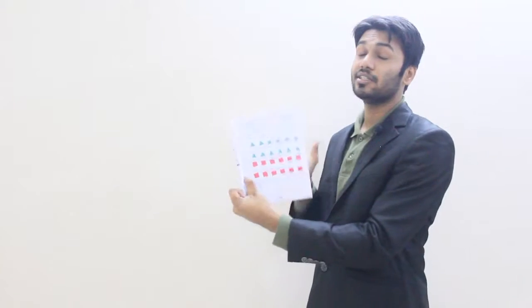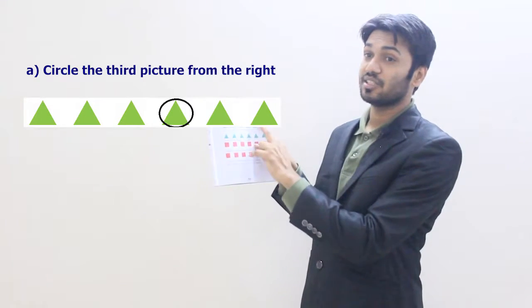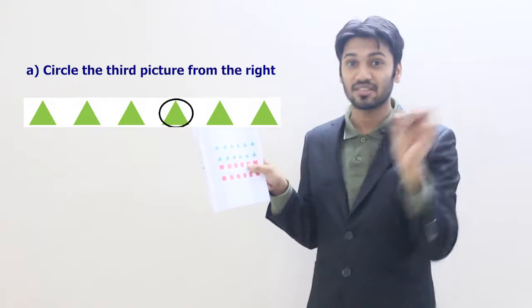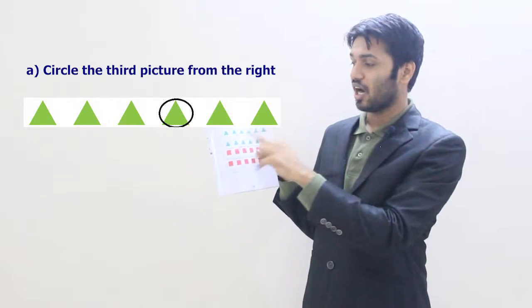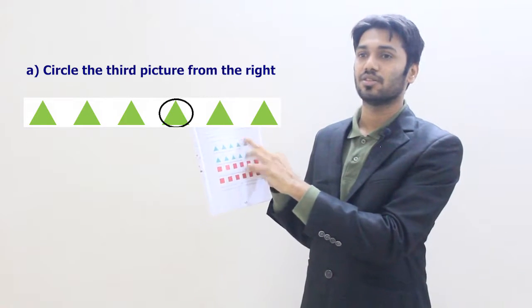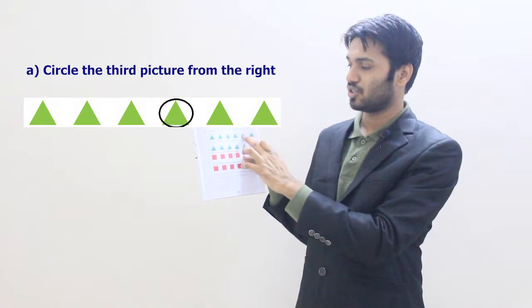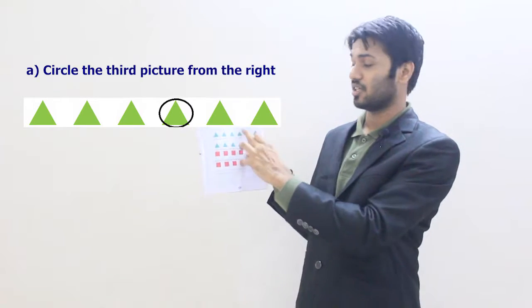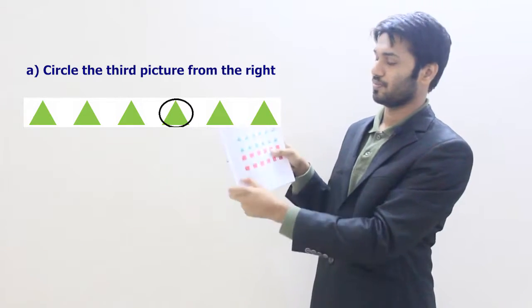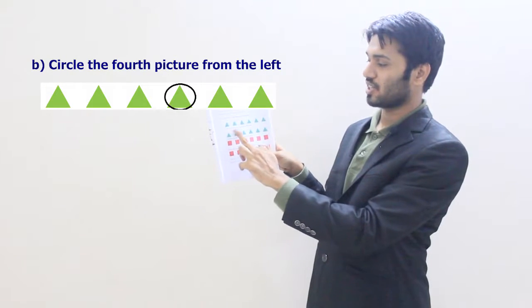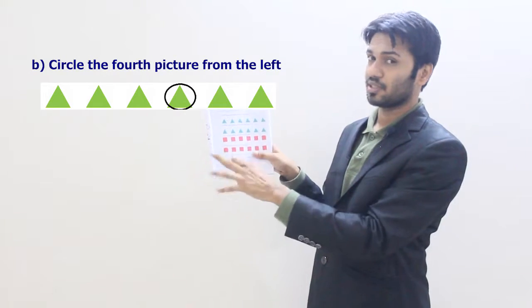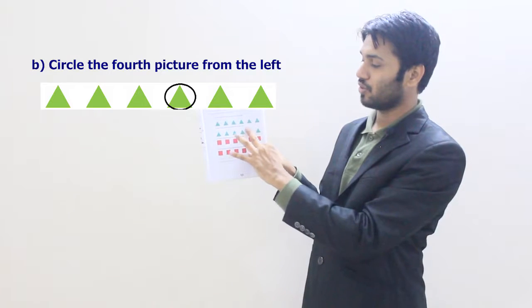What is the first one saying? Circle. Circle means circling. The 3rd one from the right. This is the right side. 1, 2, 3. The first, second, third. So we should circle this one. And then the next one, circle the fourth picture from the left. It is saying 1, 2, 3, 4. This is the fourth picture.